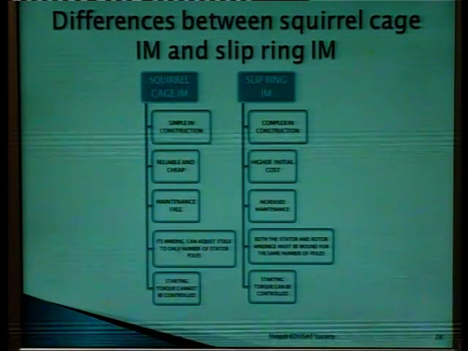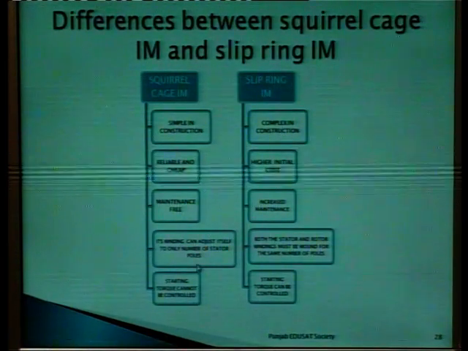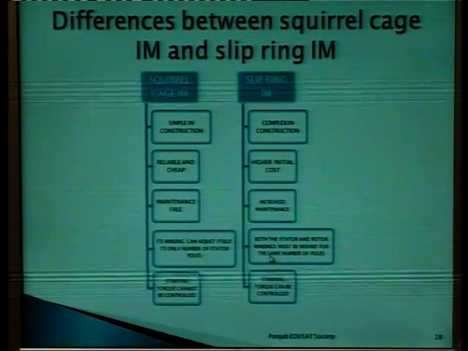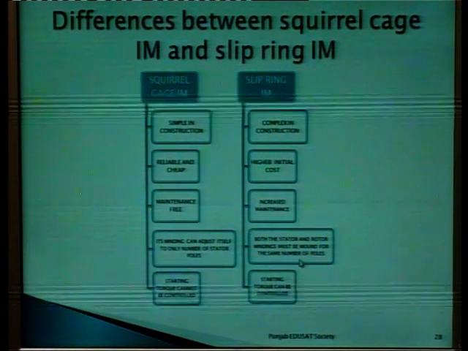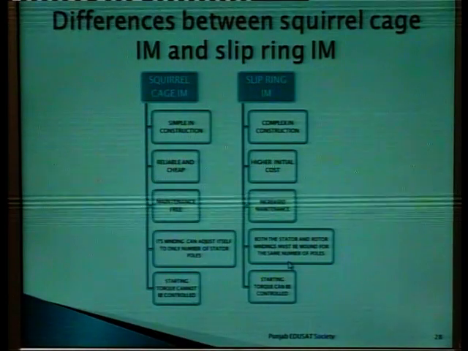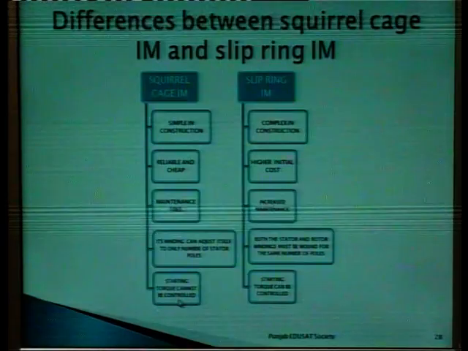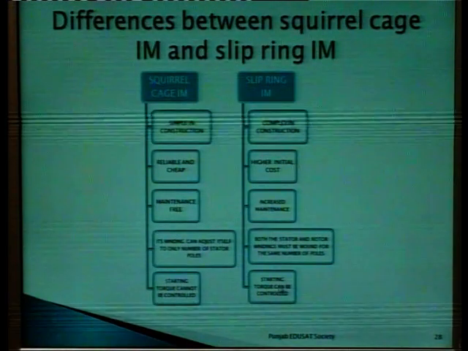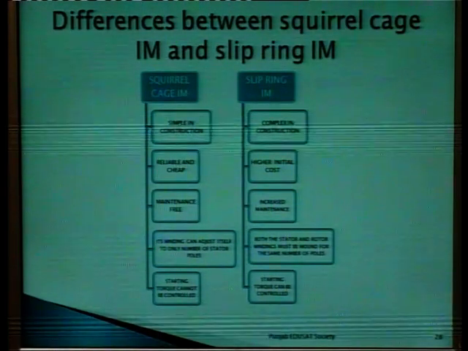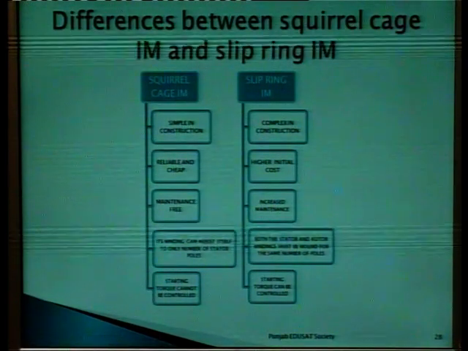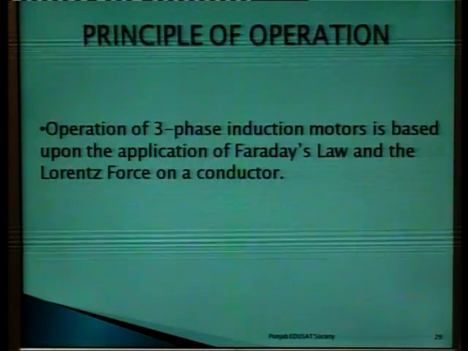Its working can adjust itself to only the number of stator poles, and both the stator and rotor windings must be wound for the same number of poles. Starting torque cannot be controlled in the squirrel cage motor, while in the slip ring motor starting torque can be controlled. So, these are the basic points on the basis of which we can differentiate between the two motors, squirrel cage induction motor and slip ring induction motor.